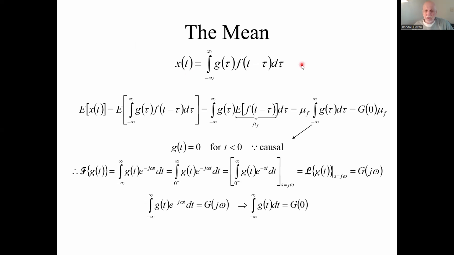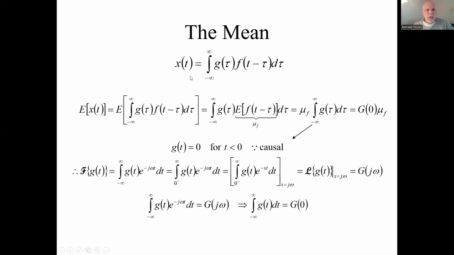Here it is repeated. Since we're now talking about random processes, we can't really evaluate the integral directly. This output is a random process. So we look at the common things like the mean, the autocorrelation function, the mean square, the power spectral density. Those are the big things we're going to look at. So let's look at the mean first.